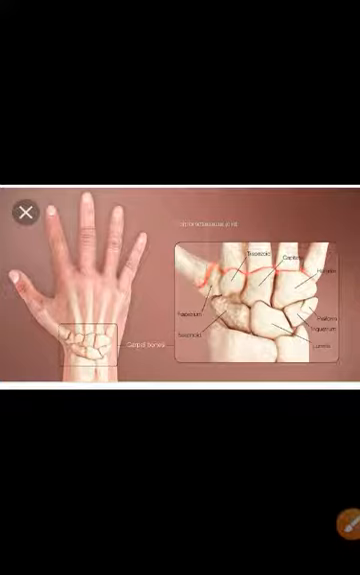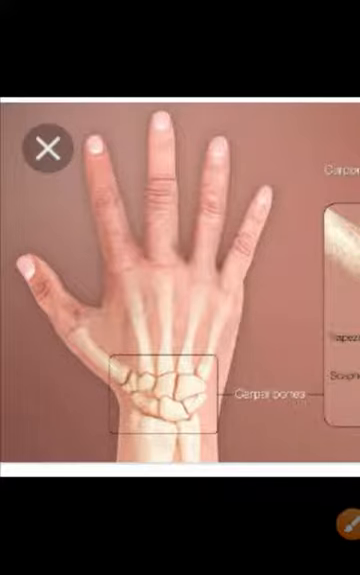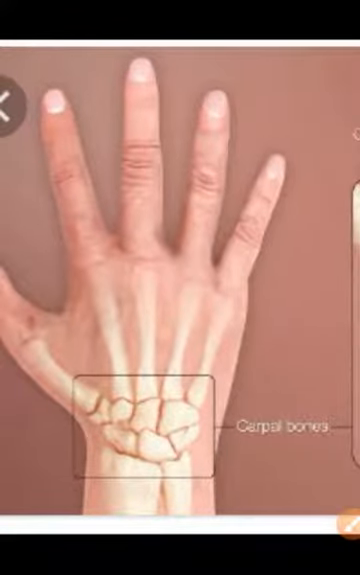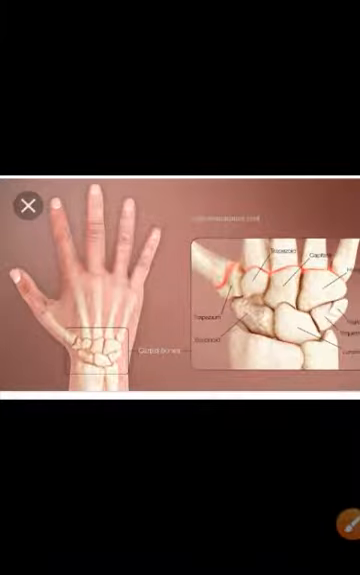First, we will discuss the carpal bones. As we know, the number of carpal bones is 8. There are 8 carpal bones in our wrist. This is the location, the position of the carpal bones in our wrist.